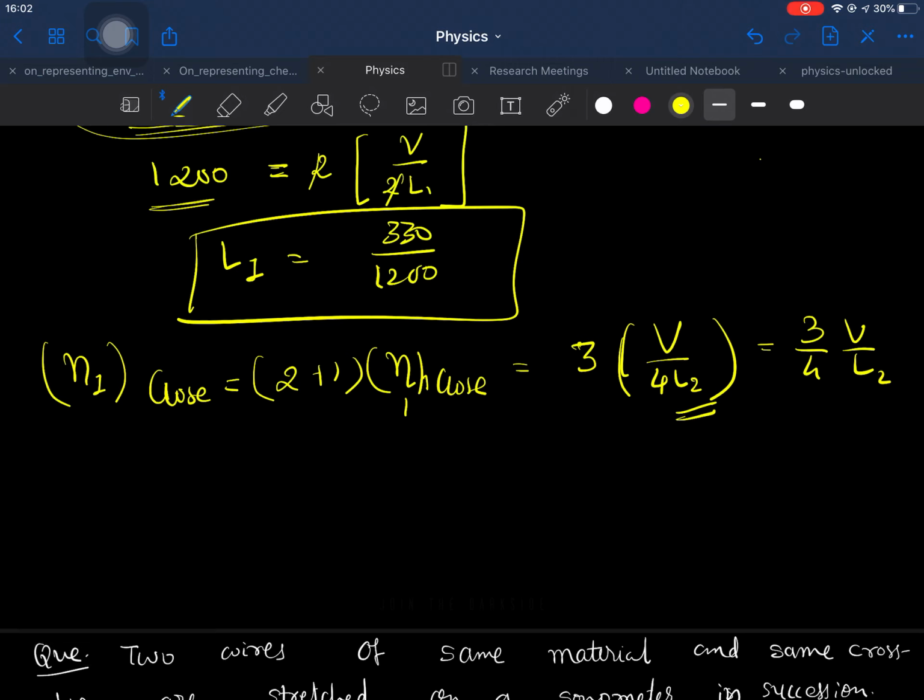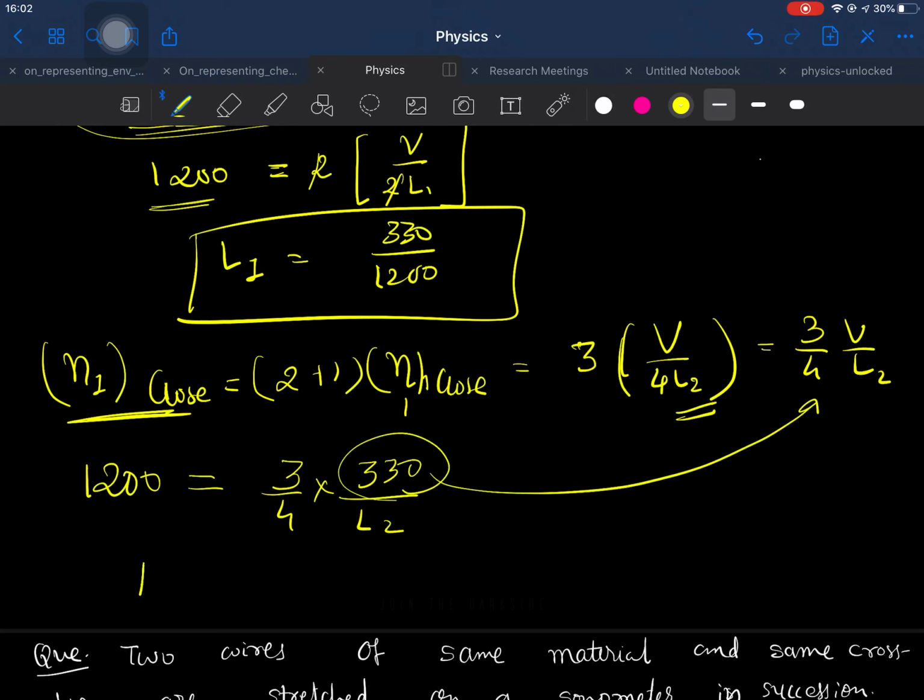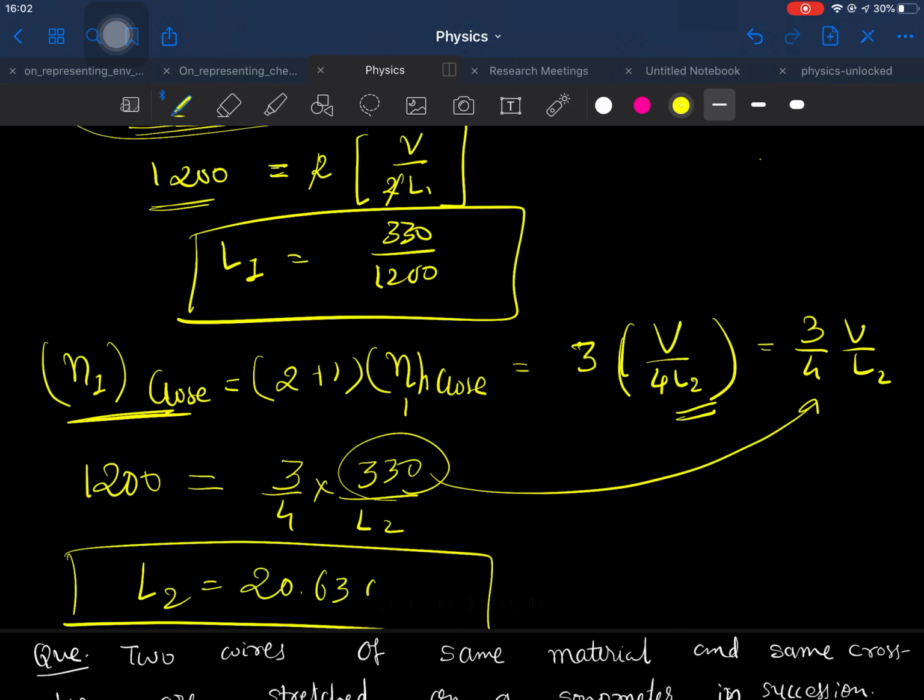Okay, now remember, we already know that n1 of open is equal to n2 of close, right? So this answer is something we already calculated, 1200 hertz. So 1200 is equal to 3 by 4 into 330 divided by L2. So this came from here. So now you can just do simple mathematics and calculate the length. I'll leave this calculation to you. The answer should be 20.63, and the previous answer should be 27.5 centimeter.